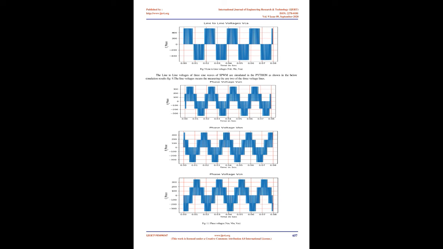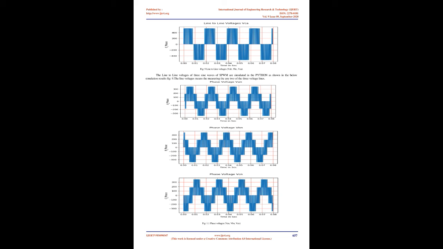The phase voltages of the three sine waves of the SPWM are simulated in Python. The results, Fig. 1.1, phase voltages VAN, VBN, VCN. The phase voltages of the three sine waves of SPWM start from the values 0 to 300. And also the time in seconds is placed on the x-axis and the A phase is placed on the y-axis.